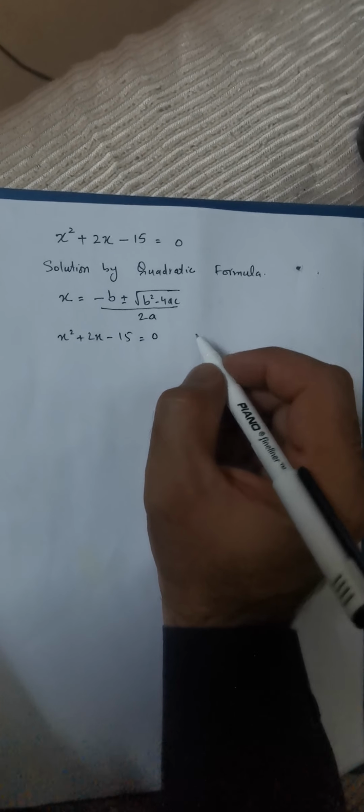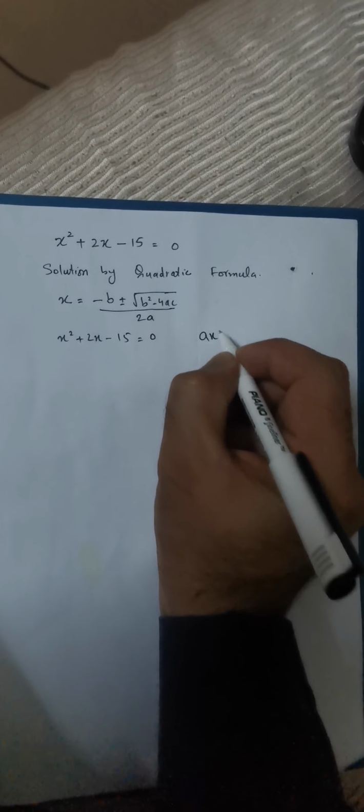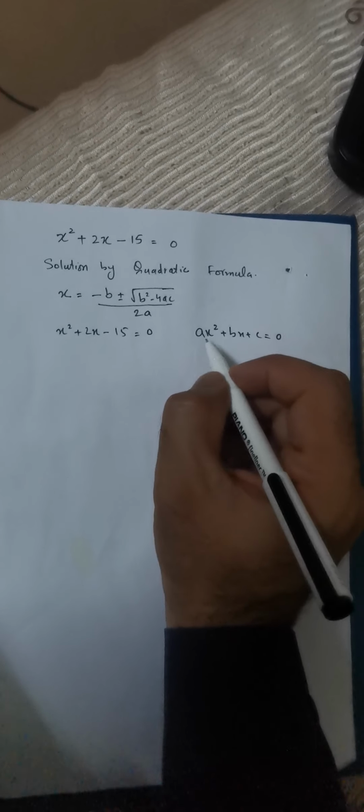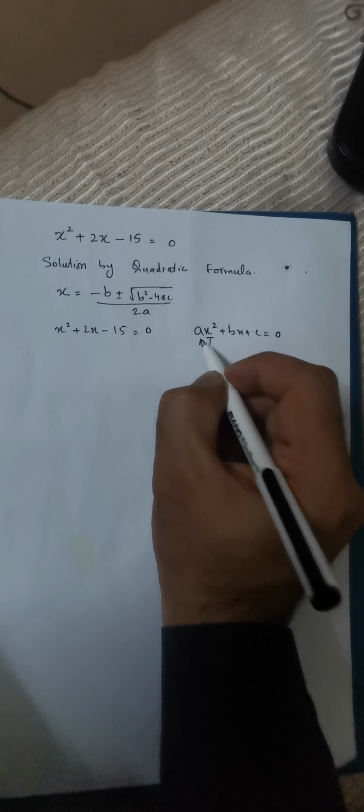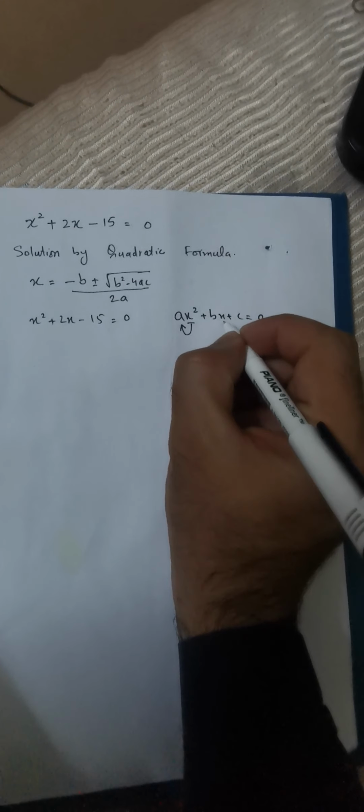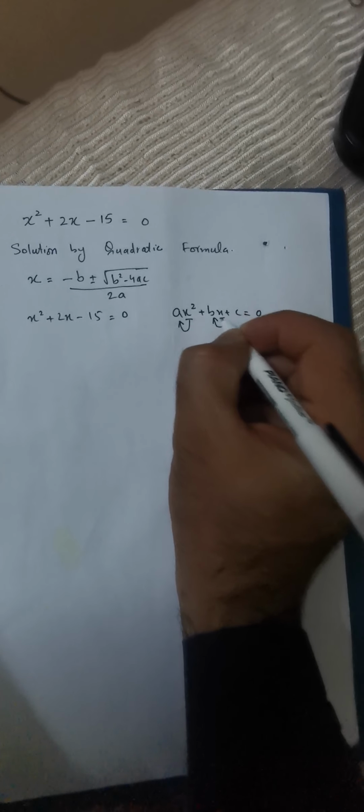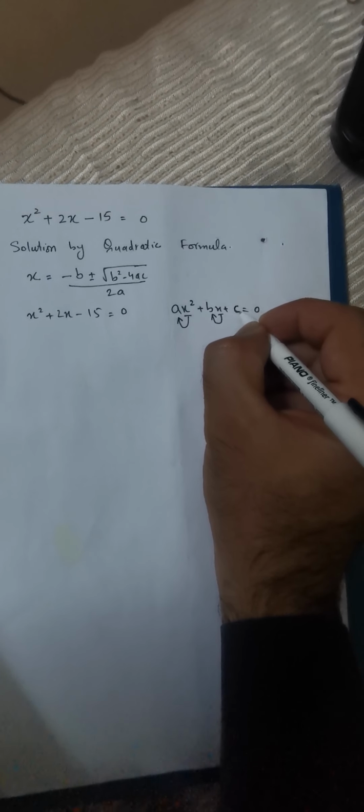So here I am writing the equation x square plus 2x minus 15 equals 0. The general form of a quadratic equation, you already know, is ax square plus bx plus c equals 0. It means that the coefficient of x square is called a, whereas the coefficient of x is called b and the constant term is called c.